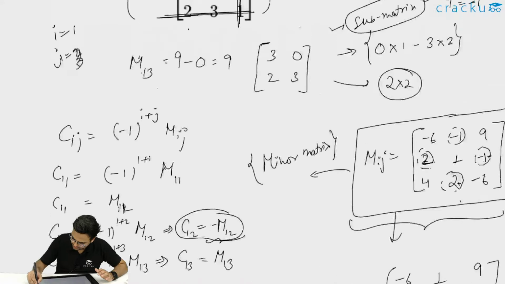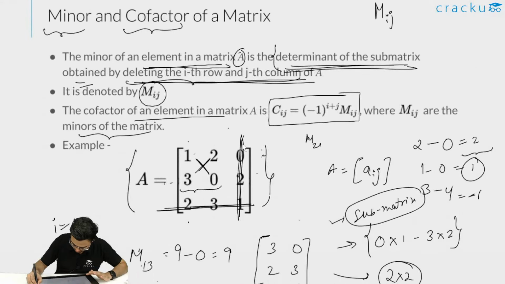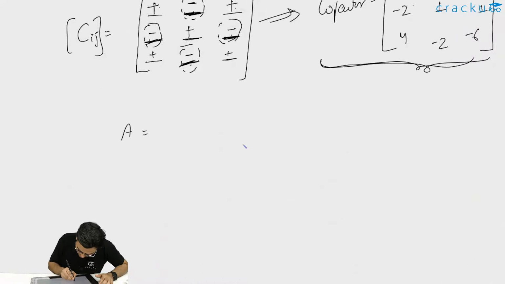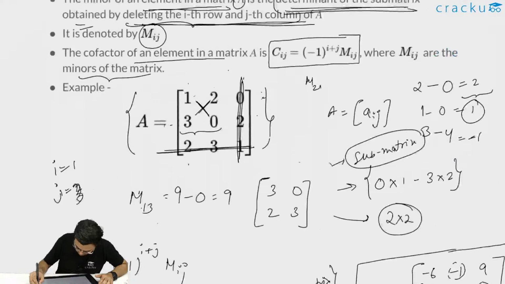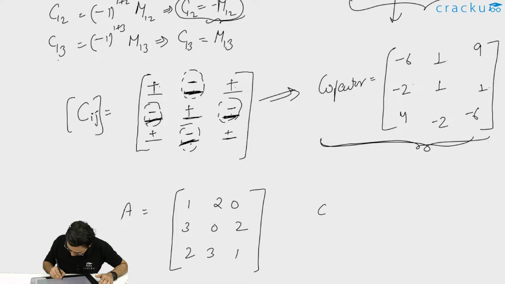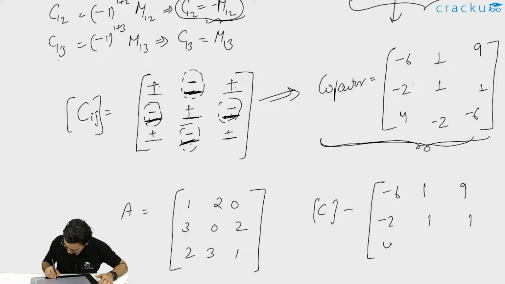So let me write once again. My A is 1, 2, 0, 3, 0, 2 and 2, 3, 1. And my cofactor matrix is minus 6, 1, 9, minus 2, 1, 1 and 4, minus 2 and minus 6.